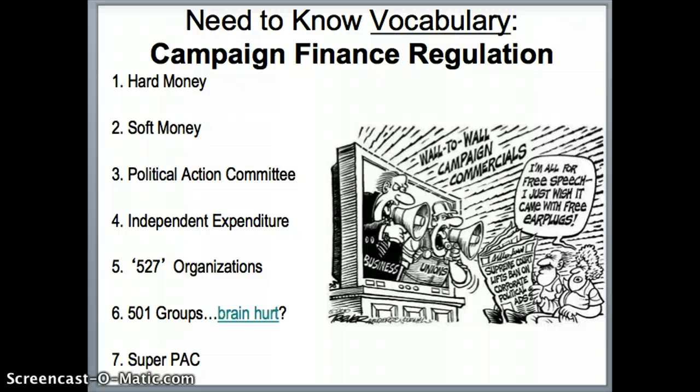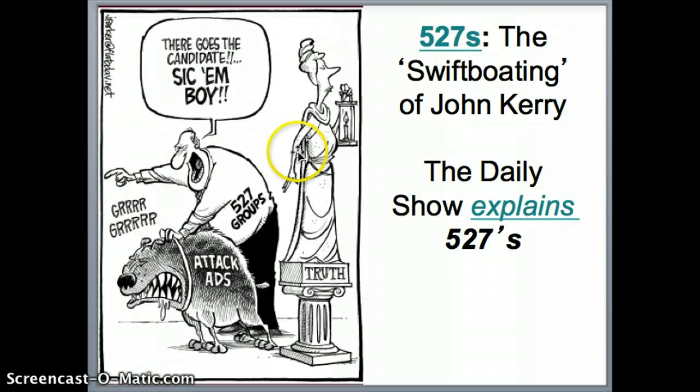They can donate unlimited amounts of money, and we'll learn more about them in class. This is a cartoon that I would recommend you spend a little bit of time at. It's a really simple political cartoon, and as you can see, you have the 527 groups, and they're using these attack ads. And this cartoon, I believe, was when John Kerry was running for president in 2004. 527s were really popular then.